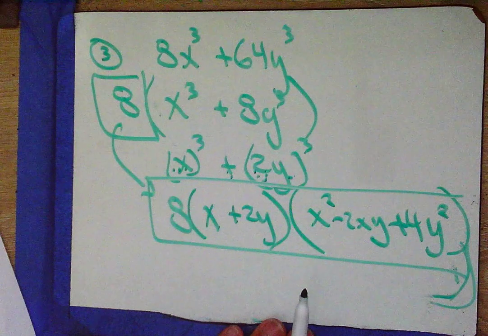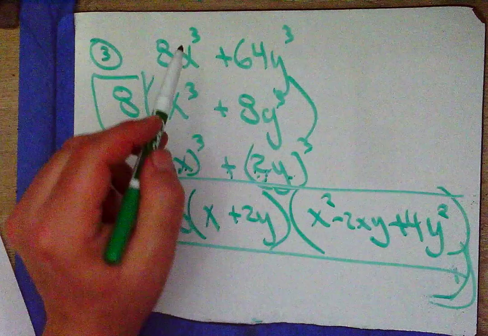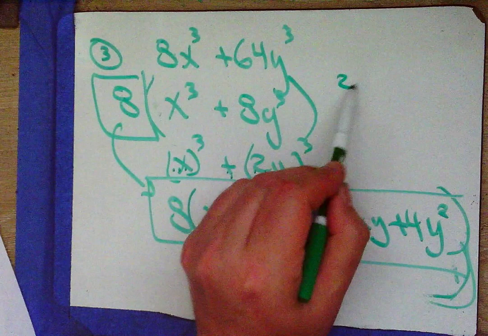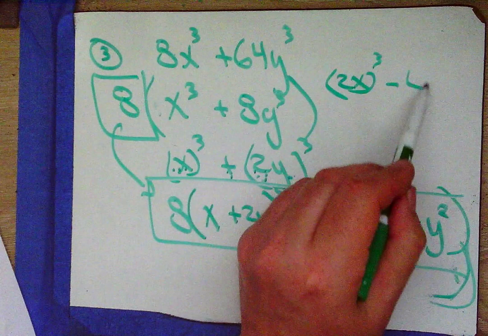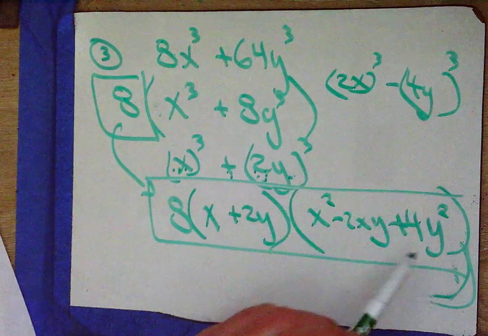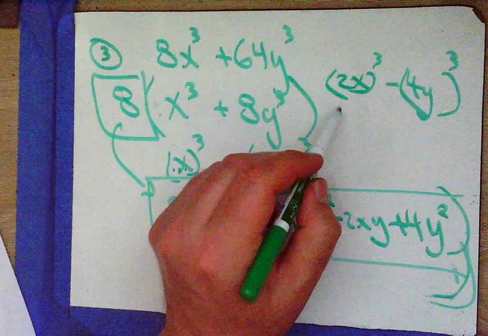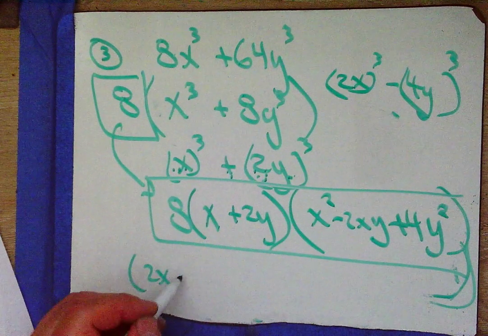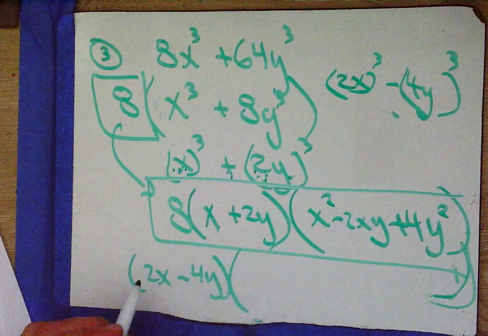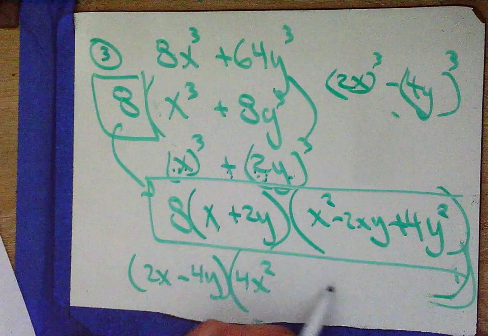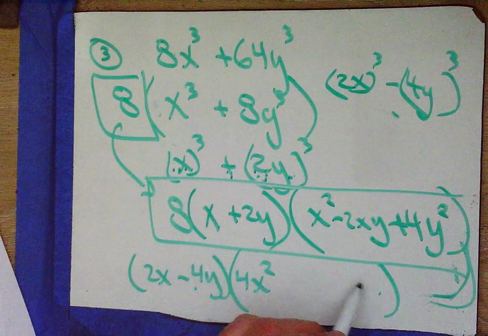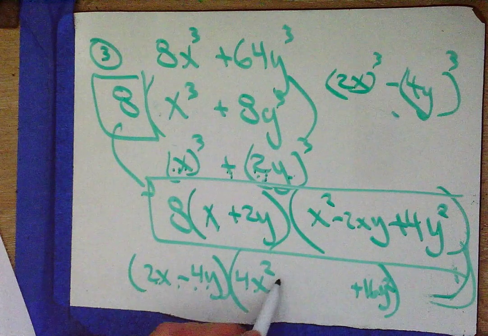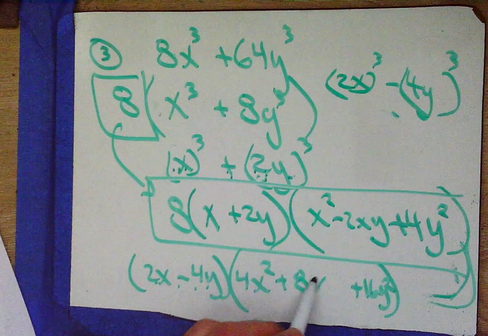Now, some students like to do this problem where they recognize 8x to the third plus 64. They say, oh, well, that's 2x being cubed minus 4y being cubed. And they say, okay, so when I start my factoring, that will be 2x minus 4y times this one squared. Over here, we're going to have this one squared. And the middle term is going to be this times this, change the sign, plus 8xy.